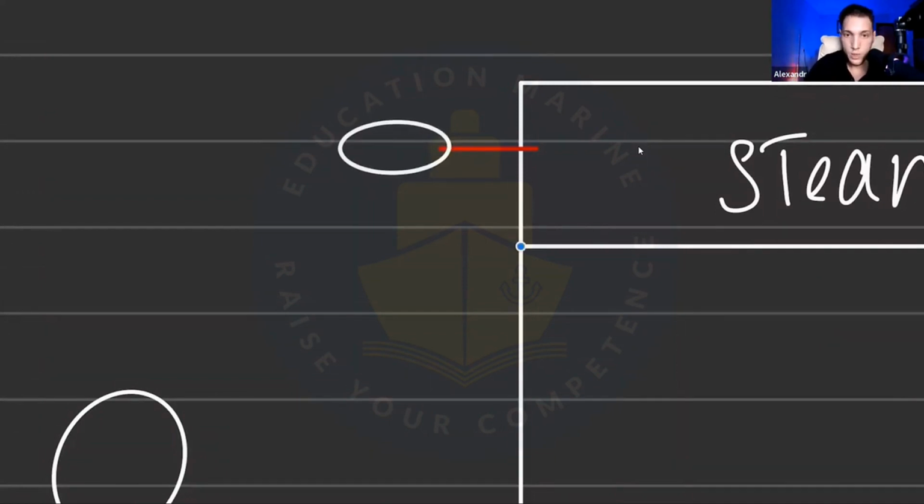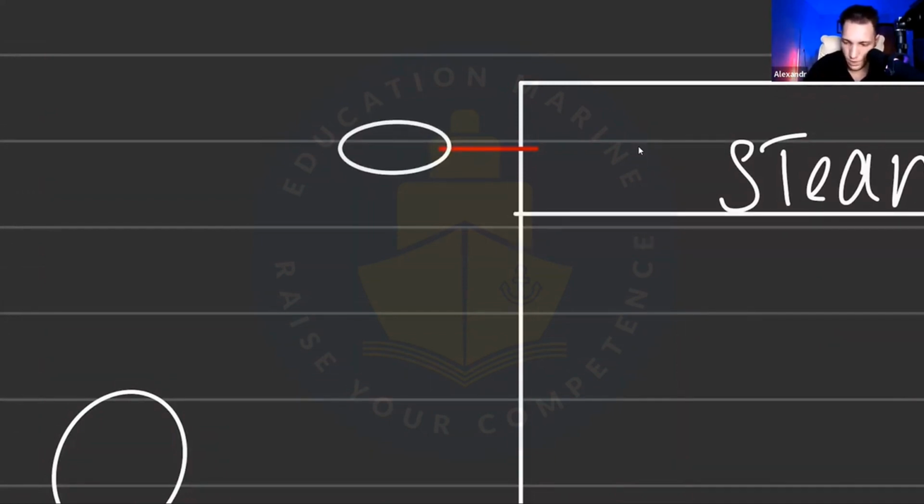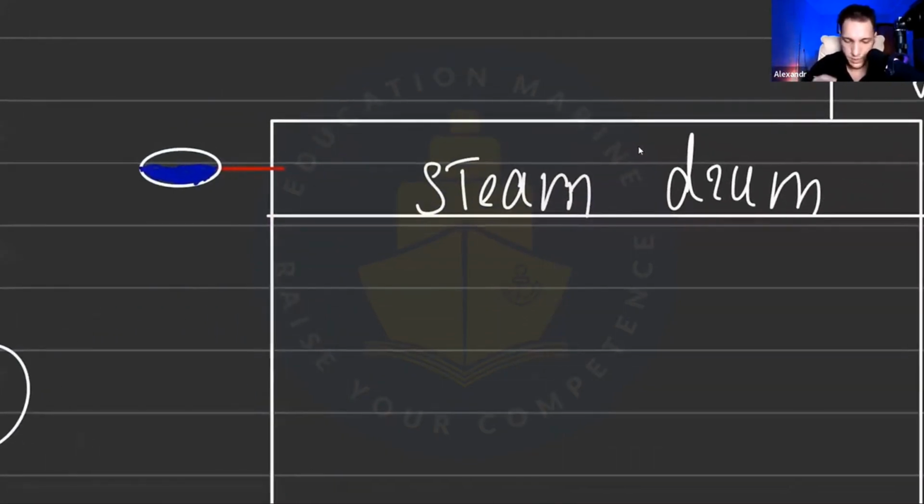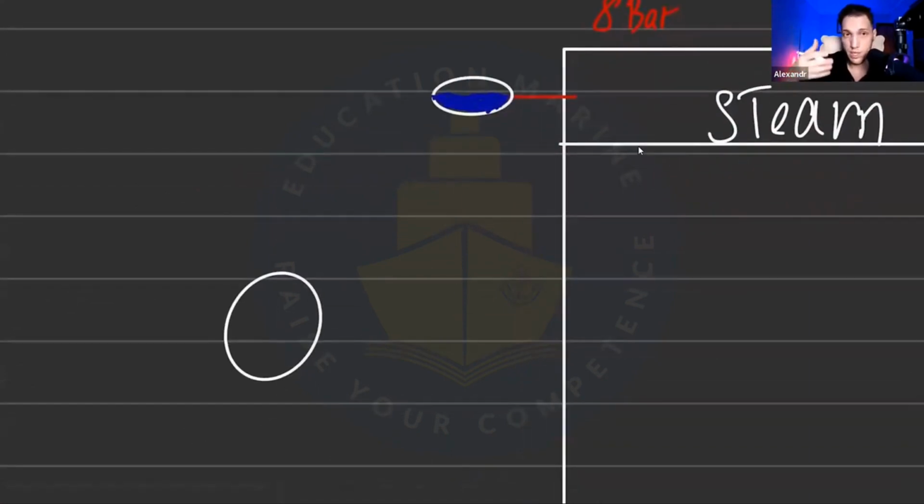Yeah, now it's better. So in this vessel, you have water. Here we have some water. Because we have some pressure in our steam drum, let's imagine that we have, let's say, 8 bar. This pressure presses on this water, because water is incompressible. And this high pressure side goes to our DP transmitter.